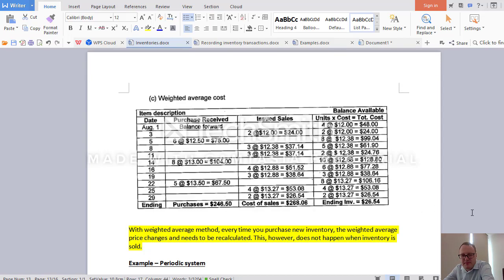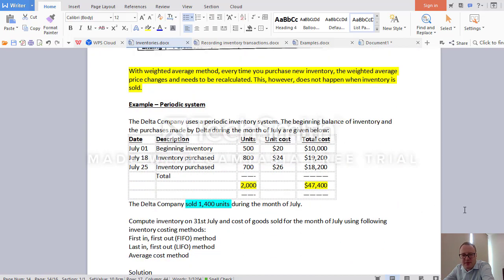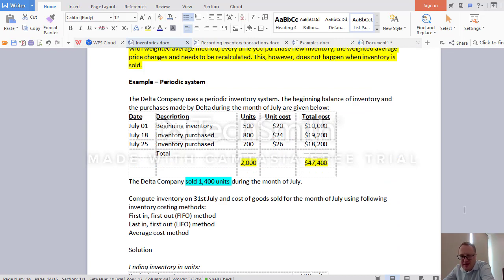Then, what about the periodic system? With the periodic system, you do not prepare an inventory card. So you just look. So you have beginning inventory, 500 units at $20, and then you purchased another inventory and another inventory at 24 and at 26. So how much did you purchase? 2,000. The total cost, just add this column, 47,700. And then they tell you that of these 2,000, 1,400 were sold during the month.